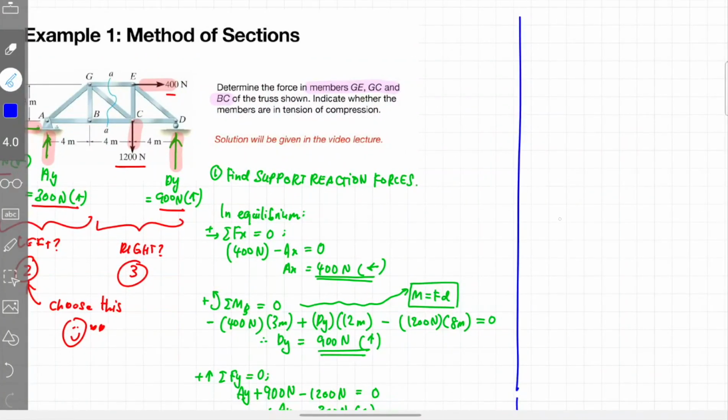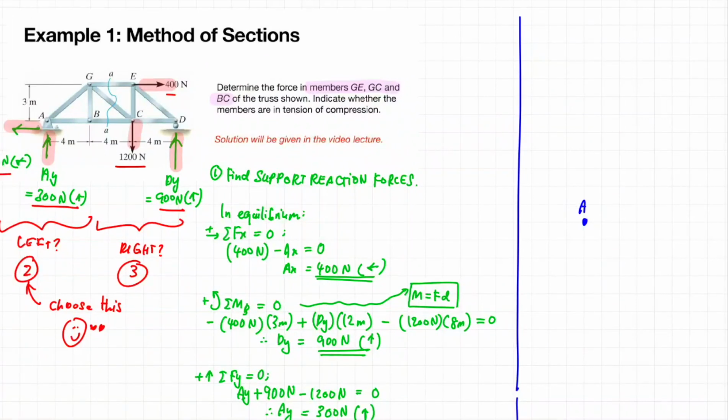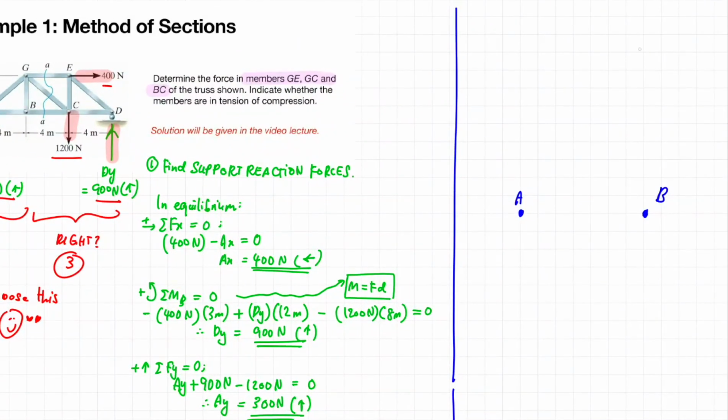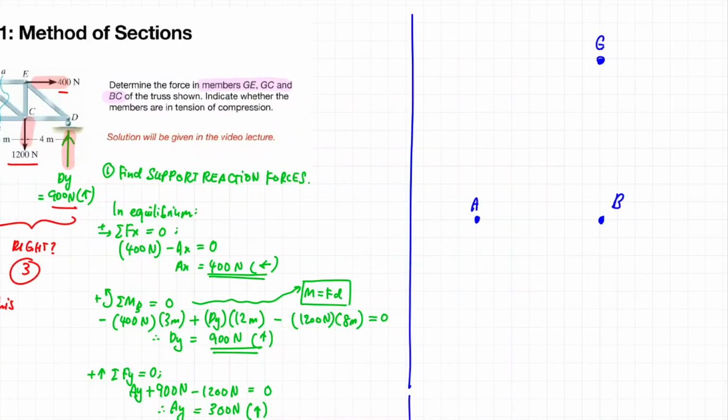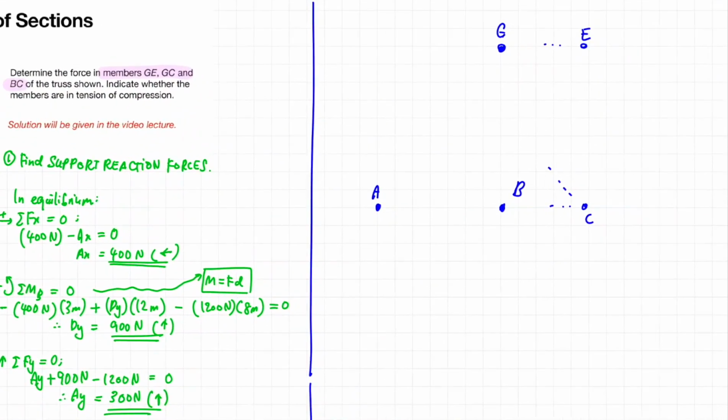Okay, so now let me redraw the left section of the truss structure so that the internal forces at the respective members are exposed. So we have joint A over here, joint B over here, and also another joint G over here. So this joint G is connected with a truss member to joint E and also joint C, and this C is also connected to joint B through a truss member.